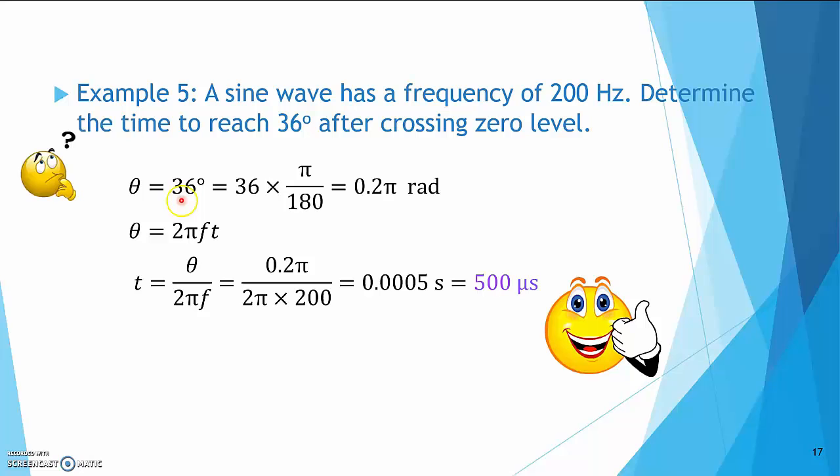We need to first convert 36 degrees to radian. To do so, we apply the formula we just learned. 36 times π divided by 180, we can convert 36 degrees to 0.2π radian. We keep the value π here because later on in this calculation the π can be cancelled off. In such a way, we will get the more accurate final answer, 500 microseconds.